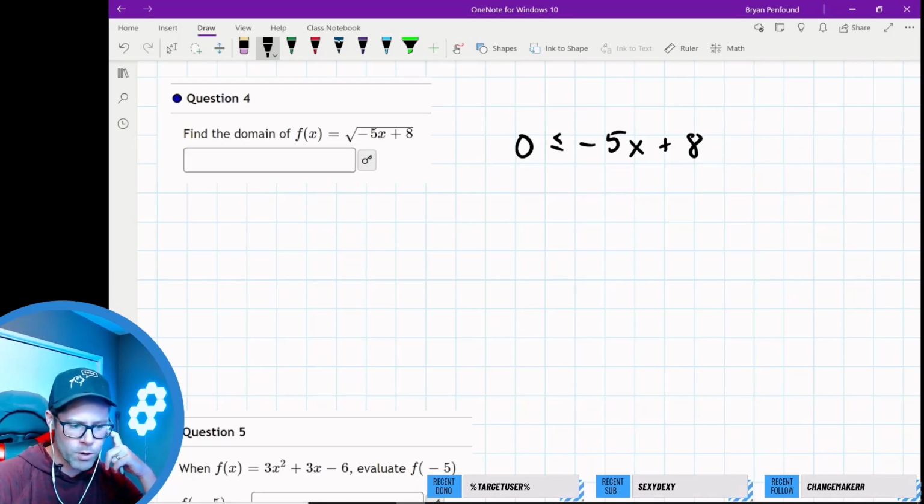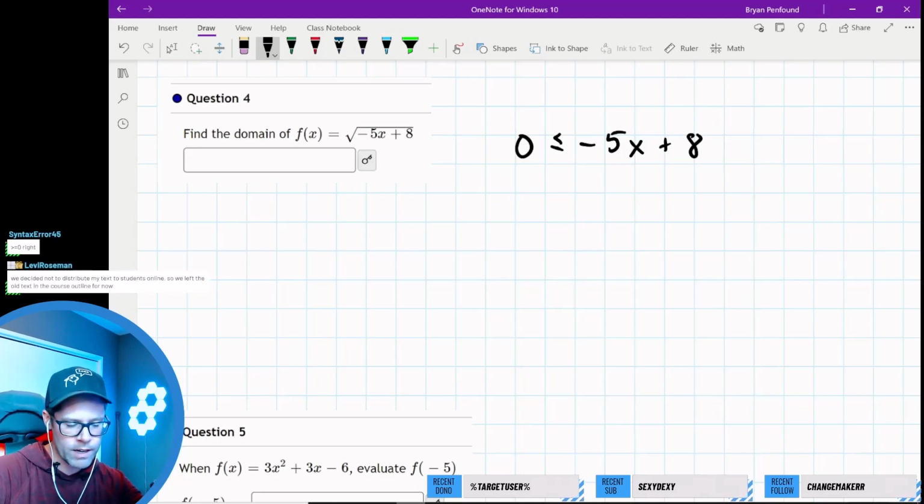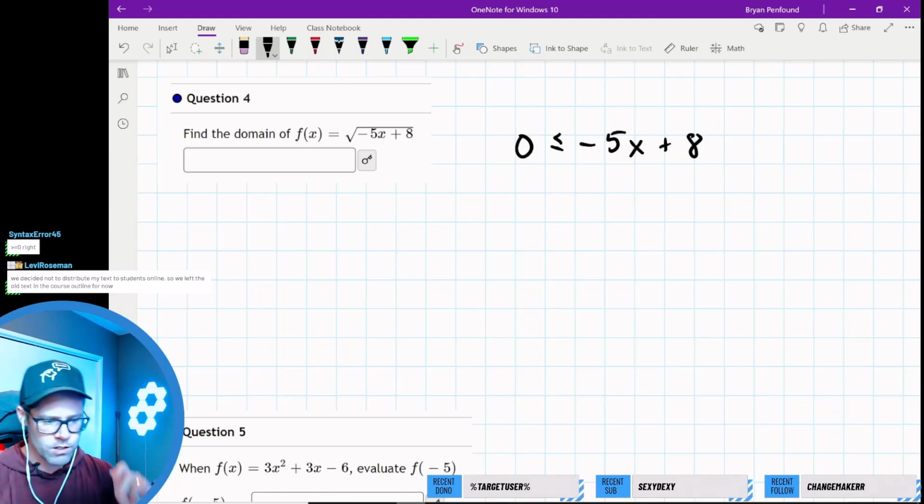So these are all of the permitted values for -5x plus 8. It could be 0, that's fine, or I want to make sure that this number ends up being a positive number. So I think this should be okay. And if we could solve for x, that should give us the domain of our function.